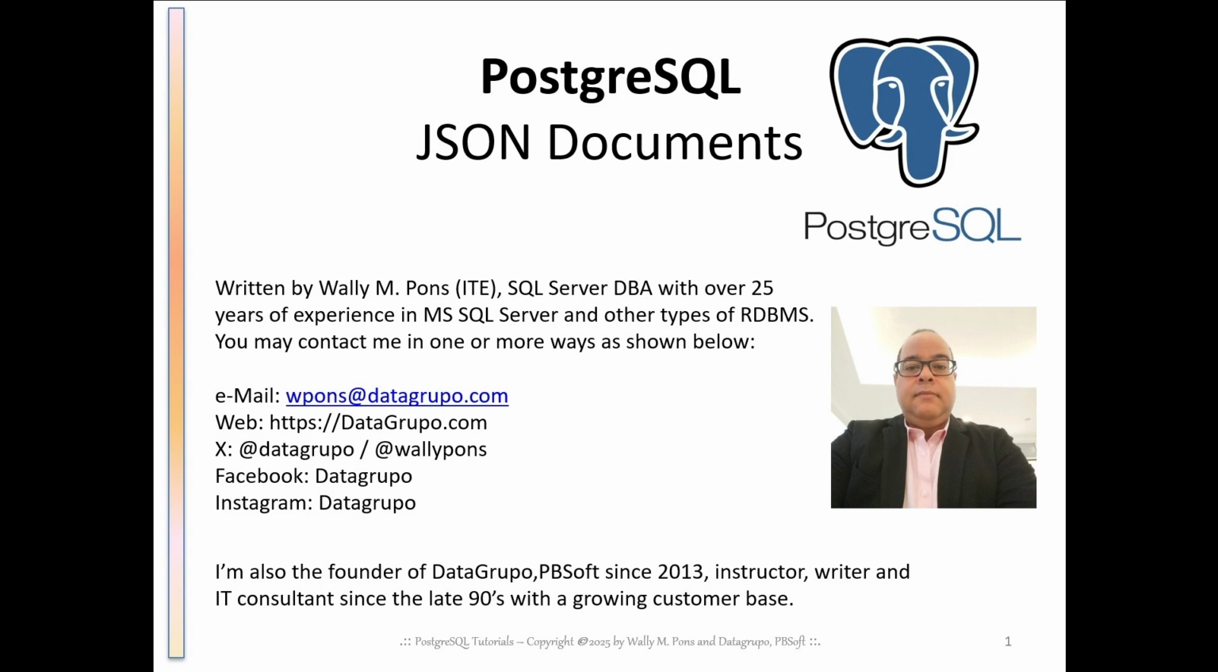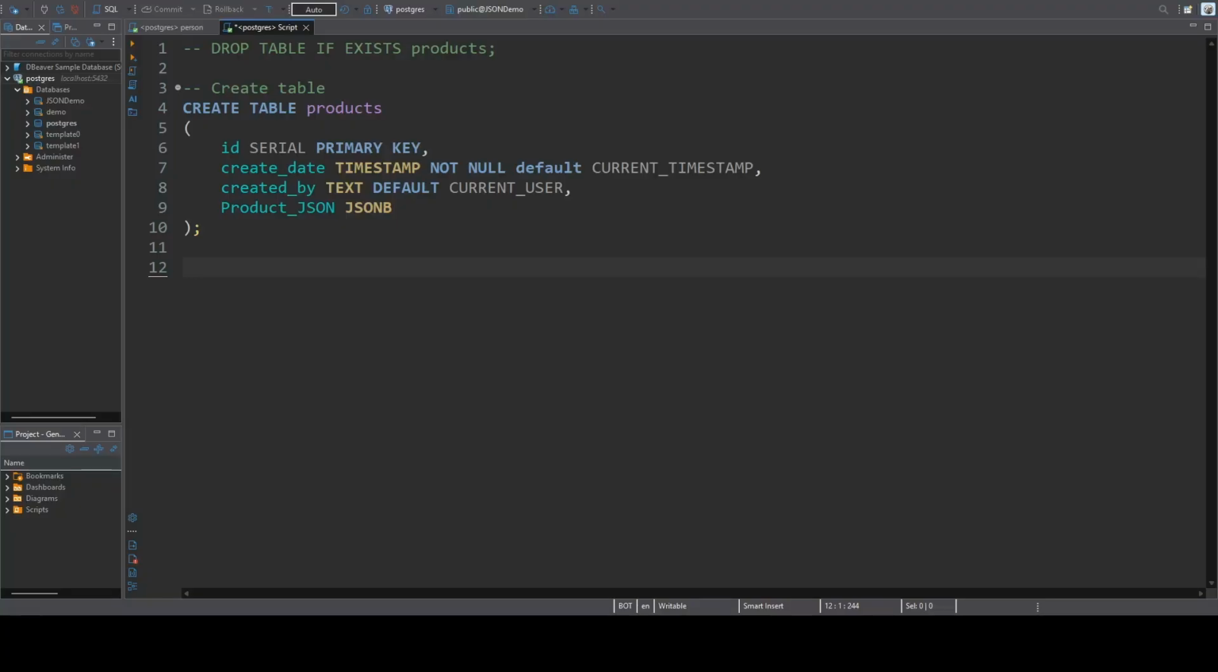Now, let's go see the process. As you can see on my screen, this is the script to create a table that will store the JSON document. The table name is products and it is composed of an ID column, which is serial type and primary key. A created_date, which is a timestamp, will automatically populate itself. Created_by, which will hold the user that made the insert, in this case, the Postgres user, and product_json. Now, this column will store the JSON document.